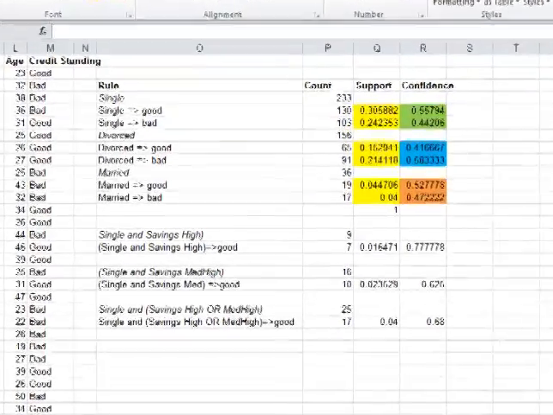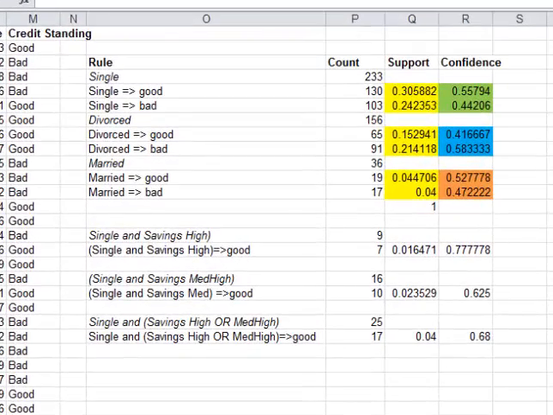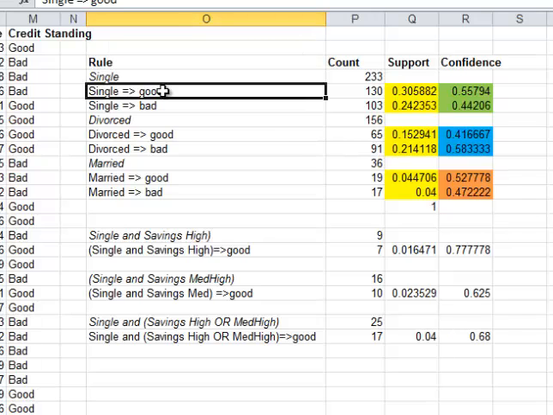Let's go ahead and examine a few simple association rules together. For example, a simple association rule would be if a person is single, then they have good credit. Another association rule would be if the person is single, then they have bad credit. And our task is to examine and say, are these good rules or not?